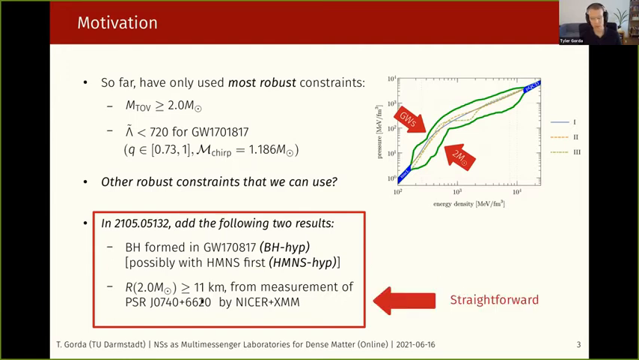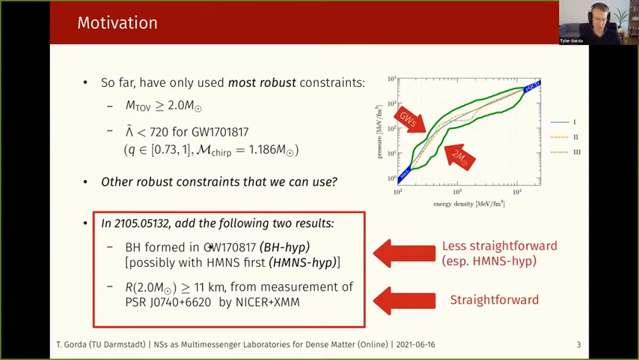So the first of these, or rather the second of these, is very straightforward. We just look at the radius of a 2 solar mass neutron star for any one of the equations of state in our ensemble, and we say, is the radius greater than 11 kilometers? We only are interested in the lower bound here because the upper bounds are already satisfied by the gravitational wave constraints within our construction. The NICER upper bounds are already too large to add any new information.